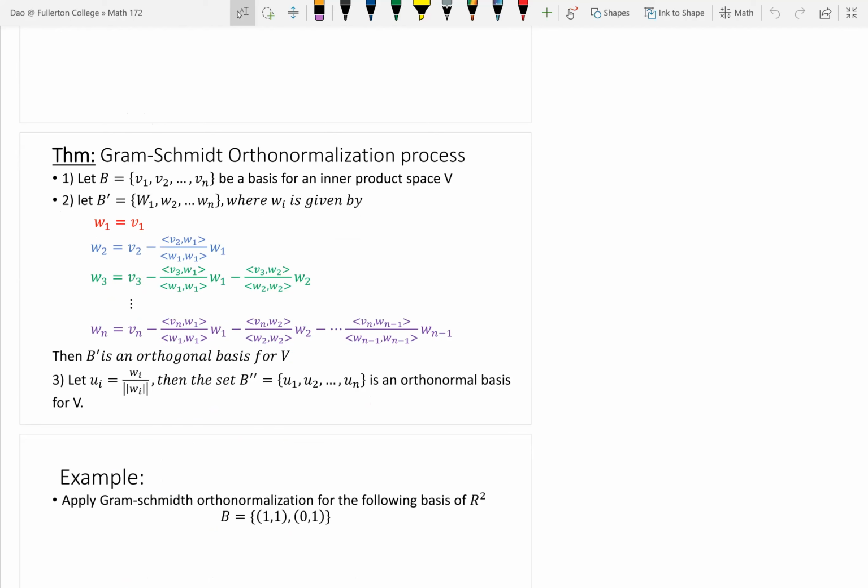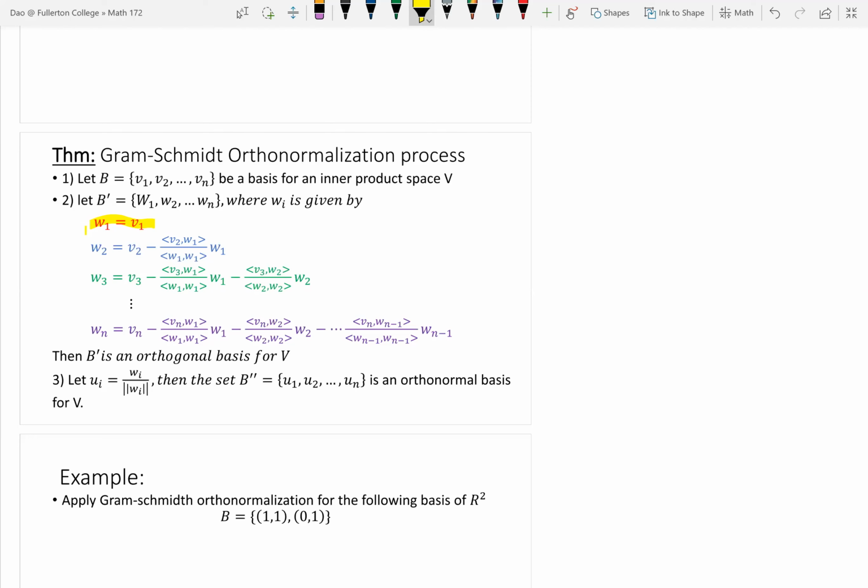It's very easy. We need to have a basis, which we call B. B can be V1 through Vn, which is a basis for the inner product space V. Then B prime will contain W1, W2, through Wn, where we can find each Wi based on the previous vectors in B. B prime will be an orthogonal basis for V. To start, the first one is always given: W1 is always equal to V1.